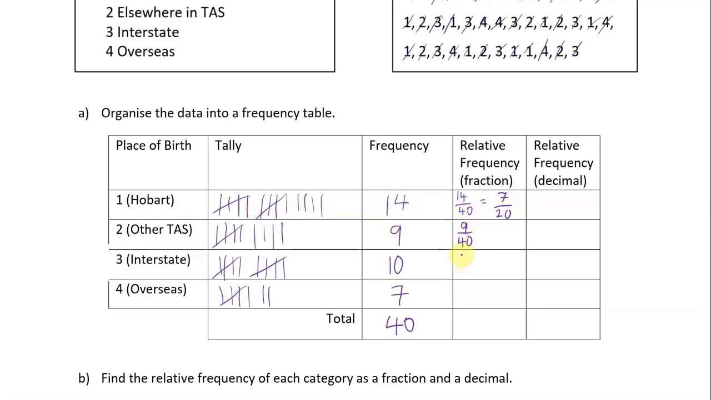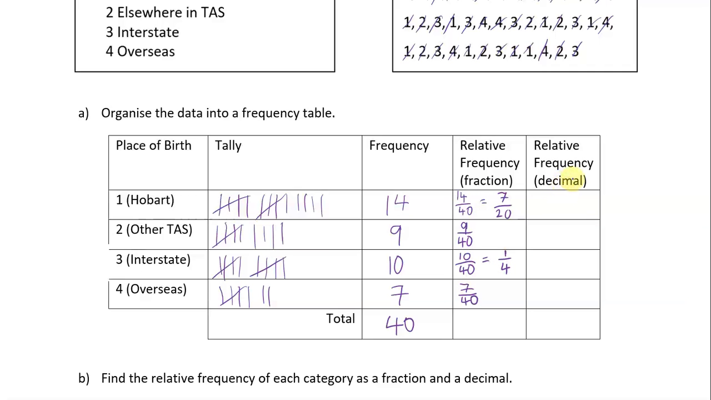Our relative frequency for people born interstate was 10 out of 40, which is equal to 1 out of 4, or 1 in 4. And the relative frequency of people born overseas was 7 out of 40, which again is already in its simplest form. That's calculating our relative frequencies as fractions.